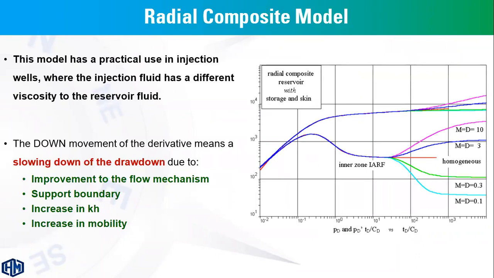So the radial composite response, as you can see, has two stabilization levels. At first, we have a straight line for wellbore storage. After that, we have this hump for skin, dependent on the skin value. After that, we have the radial flow for the inner region and another stabilization level for the outer region. The second stabilization level will depend on the properties of the outer region, the mobility and storativity of the outer region. Simply, a downward movement in the pressure derivative means we have an improvement in the flow mechanics, an increase in kh and an increase in mobility.